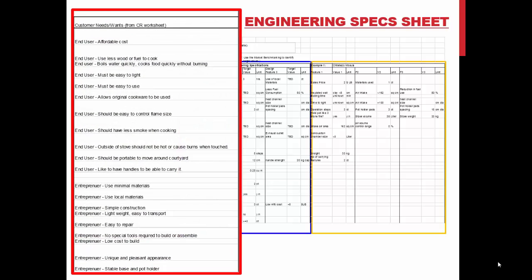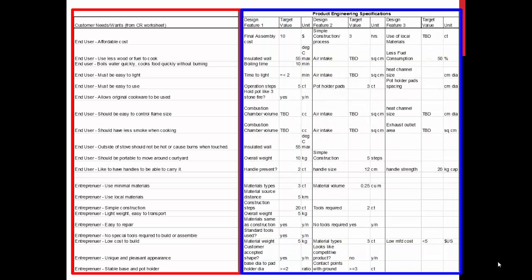From there, then we can also, as we get the product put together, again against the list of customer requirements, pull together the product specifications. In this case, after doing research on the 4 different stoves, here's a complete list of different attributes or metrics that would define a complete design that would be competitive in the markets, looking at such things as final assembly cost being $10, have a simple construction process involving no more than 3 hours of labor, and looking at things like the wall insulation and its capability to keep the temperature at or below 55 degrees C maximum during operation, and so forth.